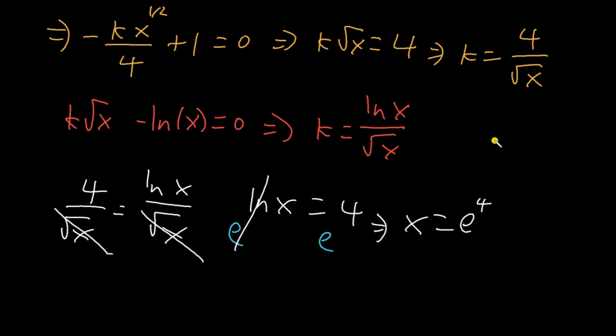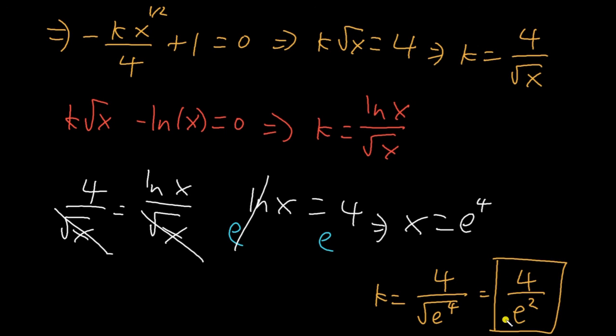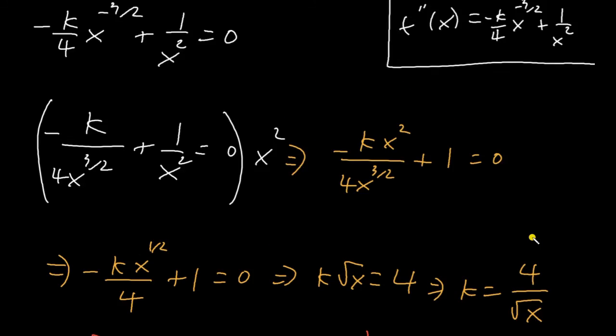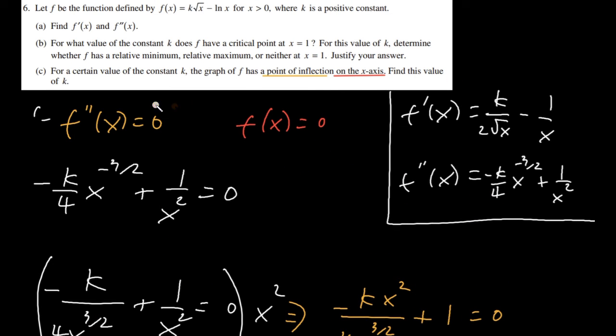Okay? And since k is equal to 4 over the square root of x, k is equal to 4 over the square root of e to the 4th, which is 4 over e squared. That's the value of k. And remember, at the very beginning of the question they asked us to find this value of k that makes this stuff be true. Okay? And then let's see, for this question, this was 3 points, okay?